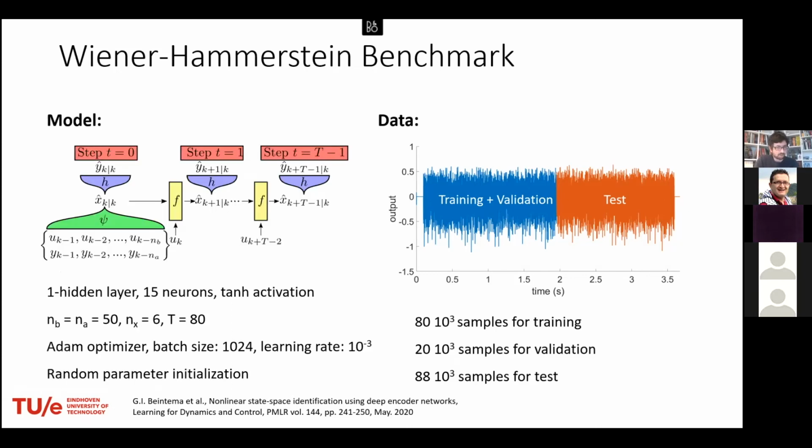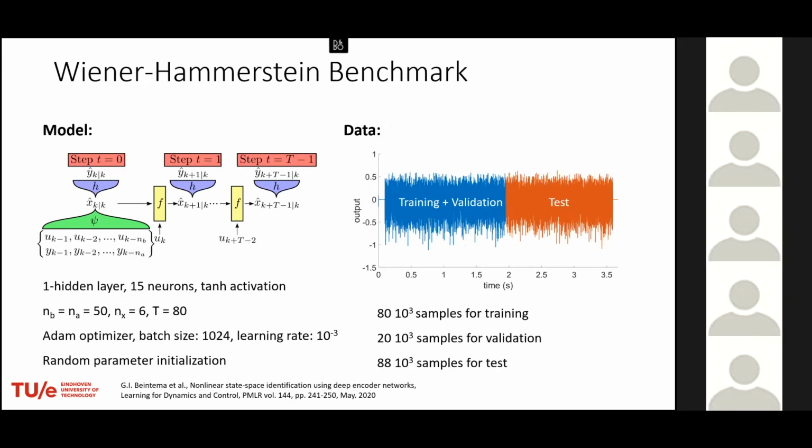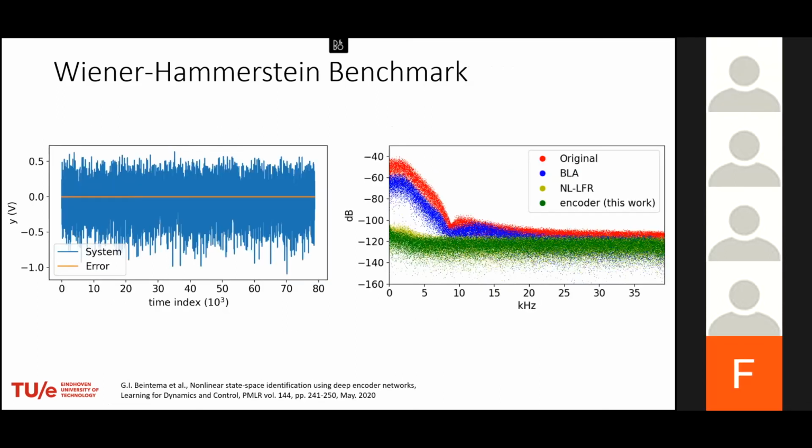What type of model did we estimate? Well, we represented the static nonlinearities, so the F and H functions, using a one hidden layer neural network with 50 neurons and a tanh activation function. We used 50 past inputs and outputs in the encoder, 6 states according to what the prior knowledge of the system gives us, and we predicted 80 time steps ahead. And we used a completely random parameter initialization. And these are the results we get.